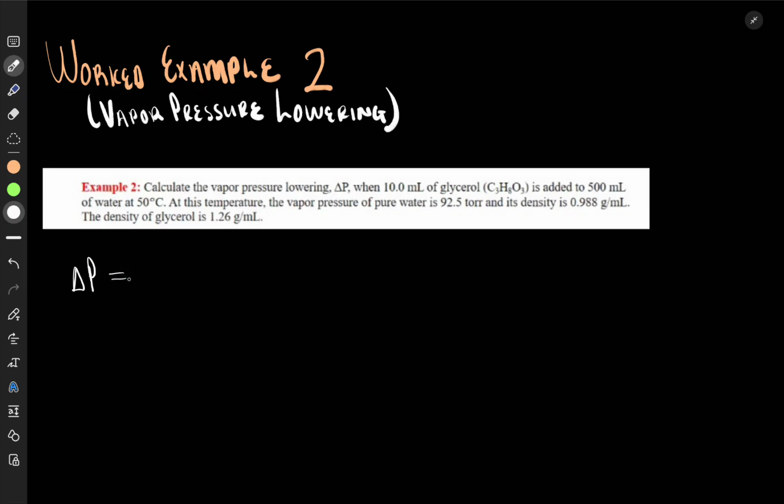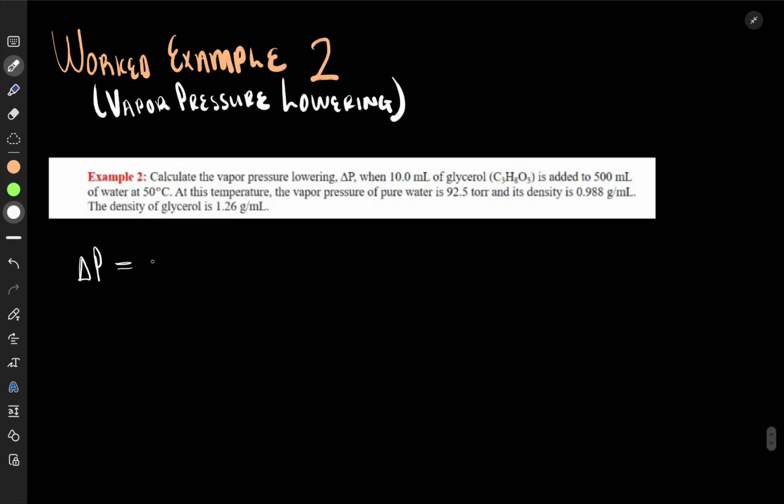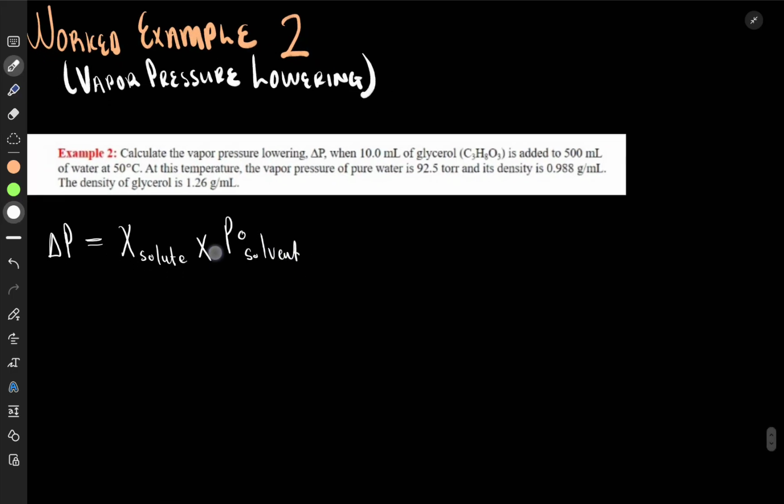The first one, vapor pressure lowering. This is going to be the molar fraction of the solid times the initial vapor pressure of the solvent. Okay, the pure solvent, the solvent without any solution.